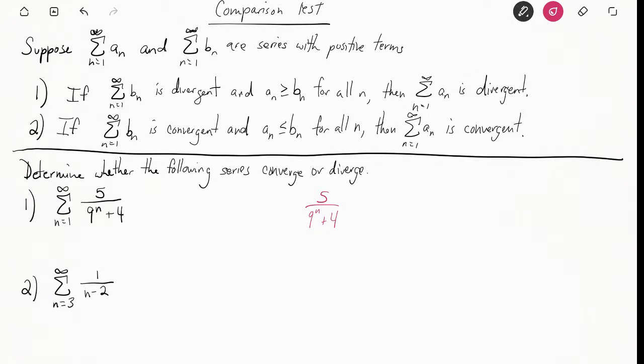So we want to try and have something involving n, but we want to either see, okay, is it going to be divergent? Then we want something that's going to be smaller. If it's convergent, we're going to want something to be larger. So where should we go with our other terms of the series?